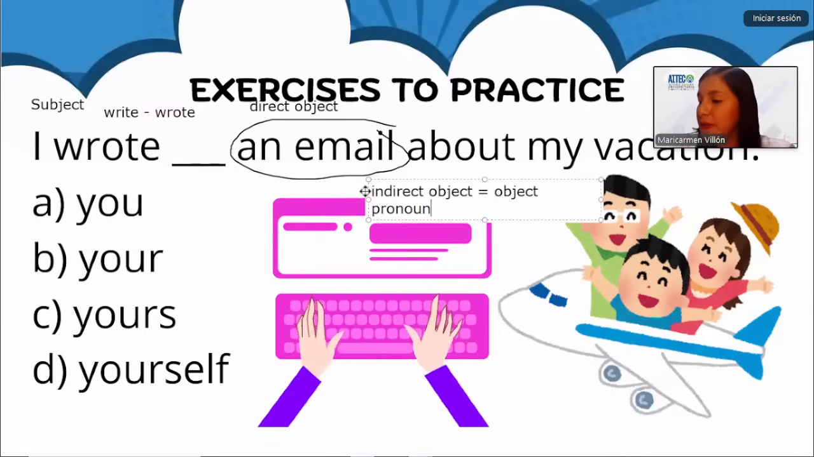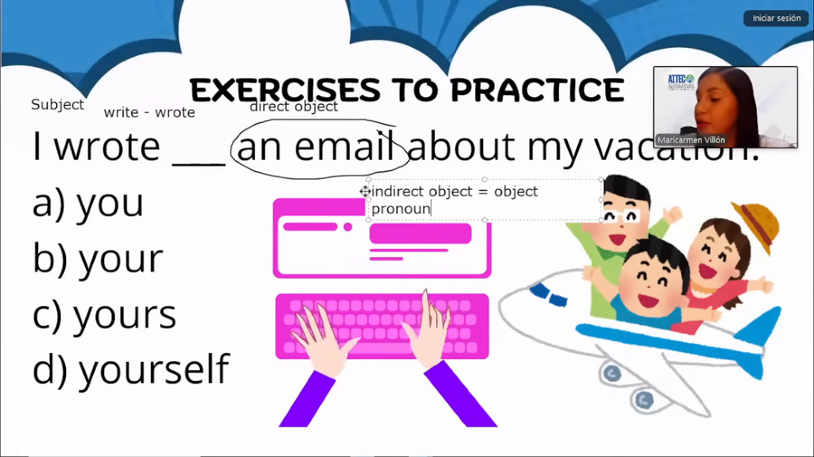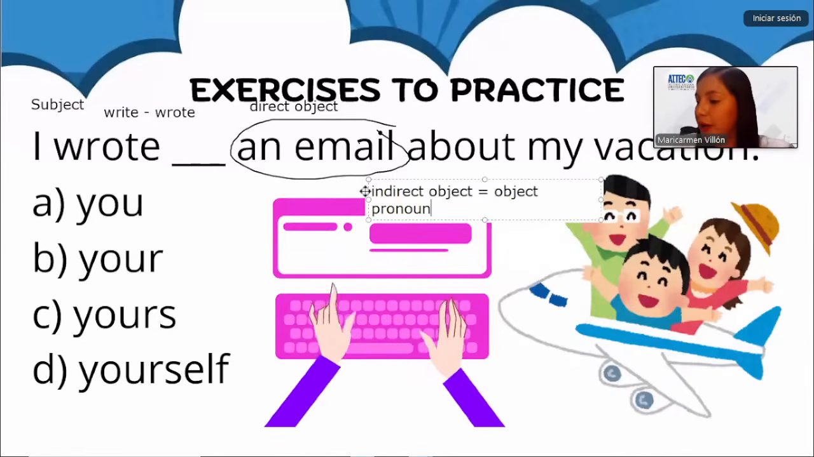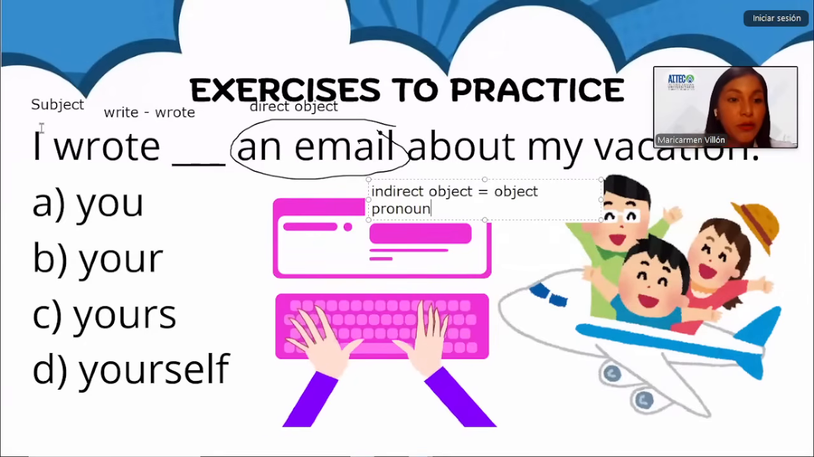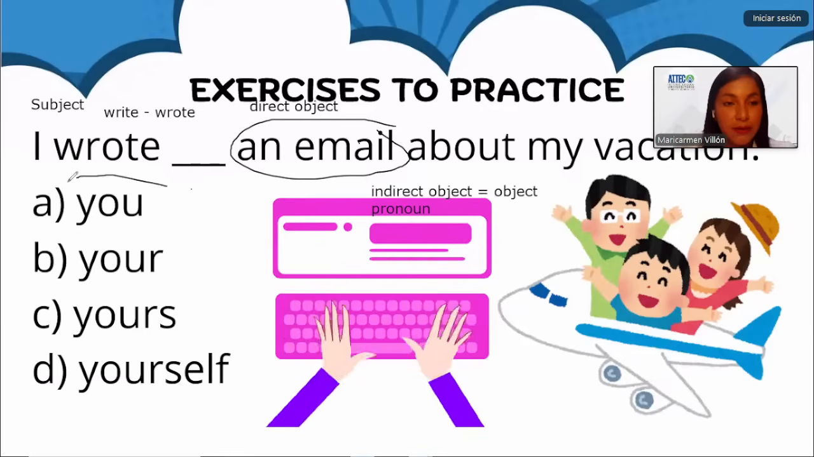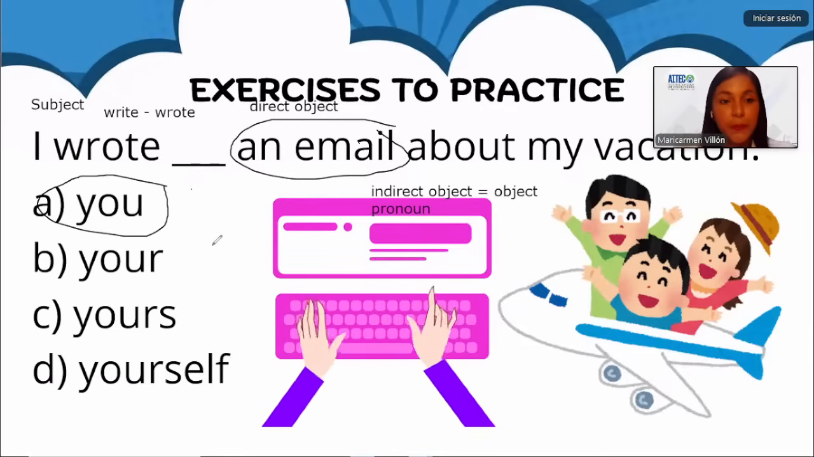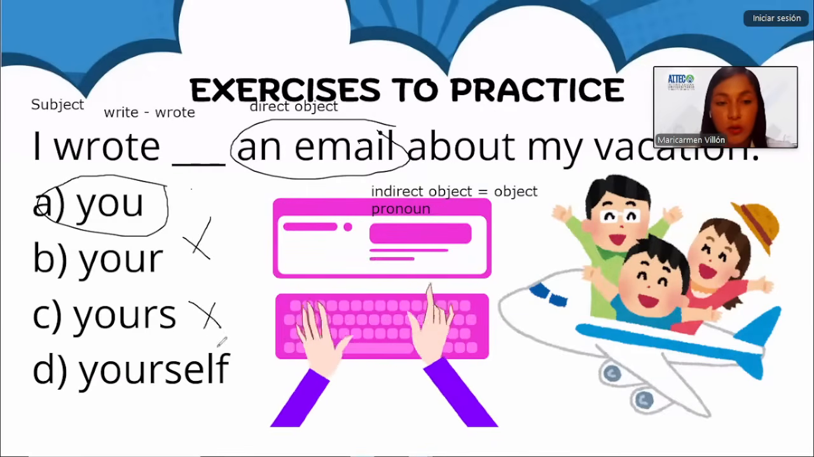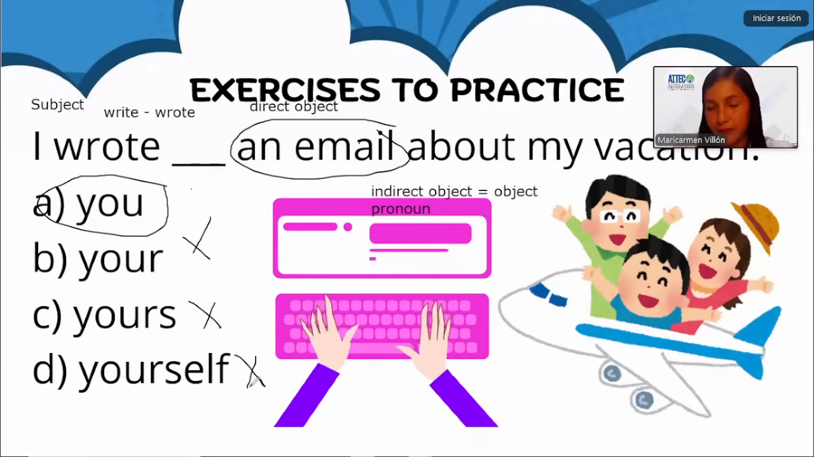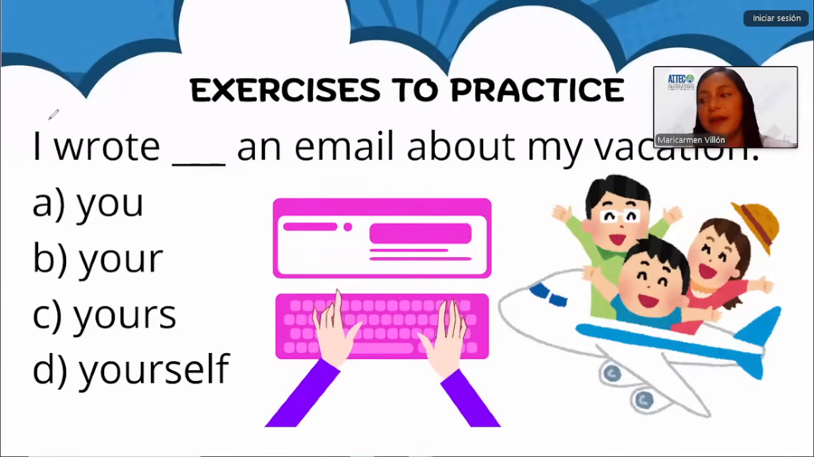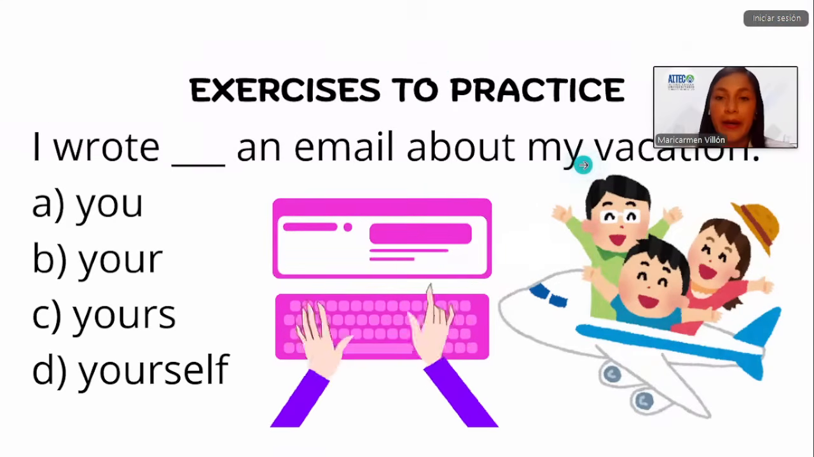Well, not yours. I wrote you. Very good. Okay. So, I wrote you an email. This is the object pronoun. Not your, not yours, or not yourself. Okay, perfect. Let me erase this. So it's getting very clear now. Let's move on a little bit here.